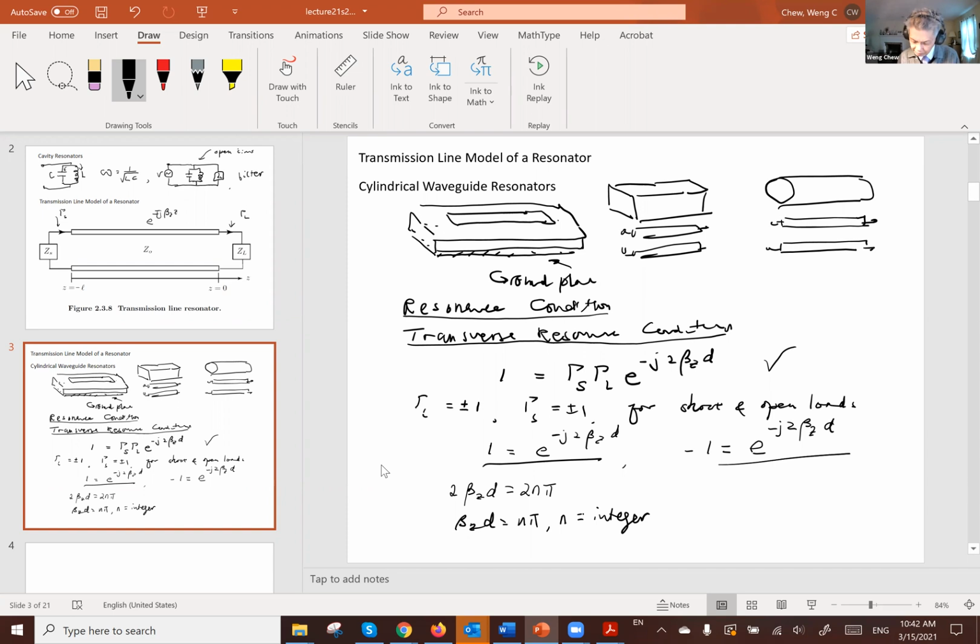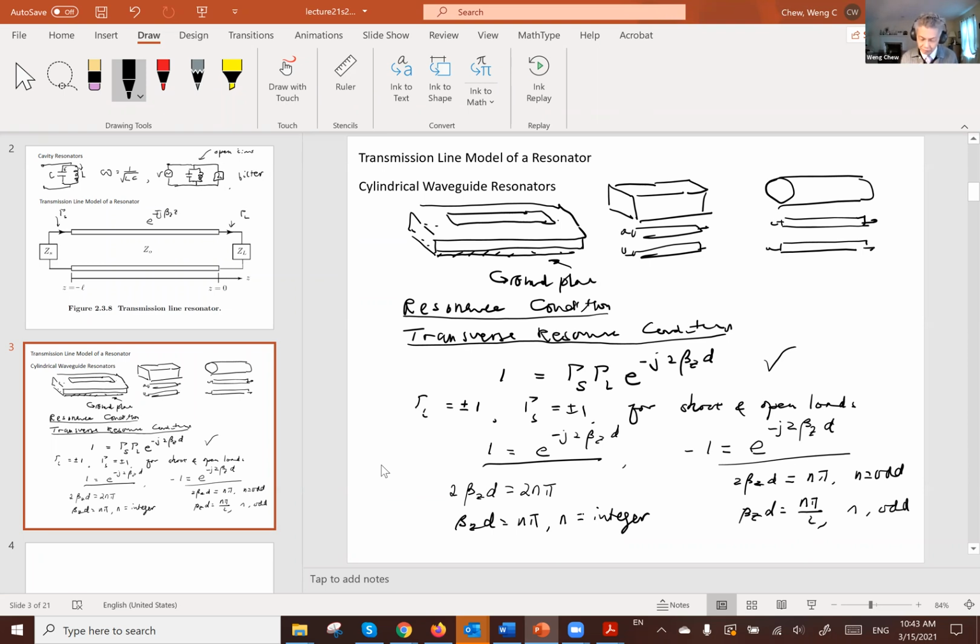However, for the other one, you will have to have 2 beta z d to be n pi, where n is odd. So if you pick 2 beta z d to be n pi where n is odd, then this equation would always be satisfied. So this means that beta z d is n pi over 2, where n is odd. Okay.